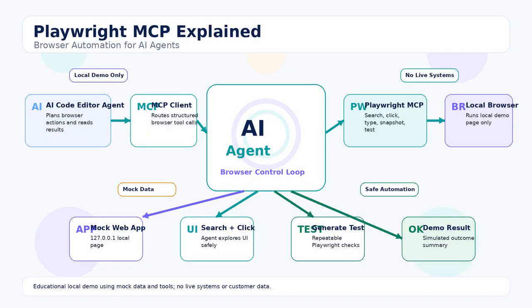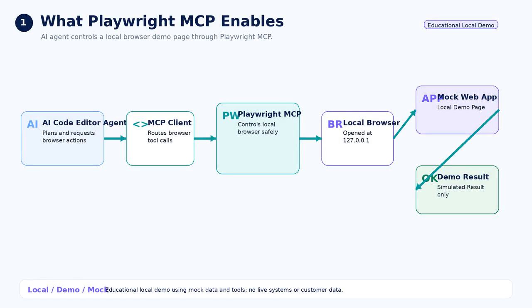AI agents become far more useful when Playwright MCP gives them browser control to search, click, test, and automate workflows. Let's begin with what Playwright MCP enables. Playwright MCP gives an AI agent browser control through a standard MCP connection. The agent can open a page, inspect the page structure, click buttons, type into fields, and read results.